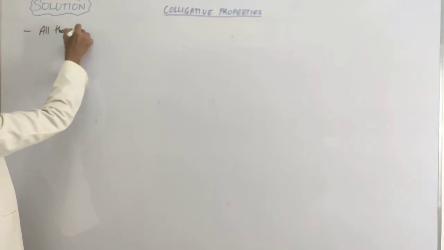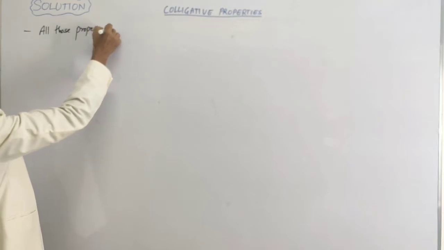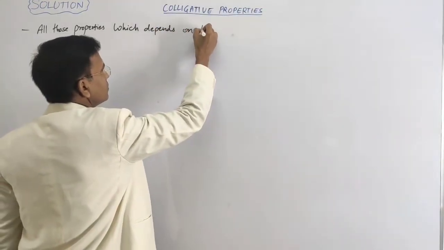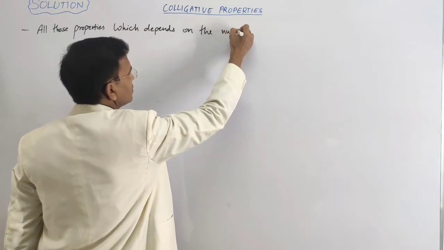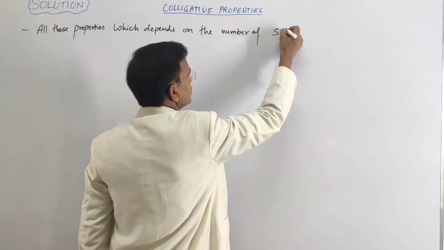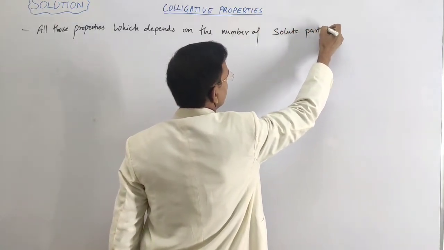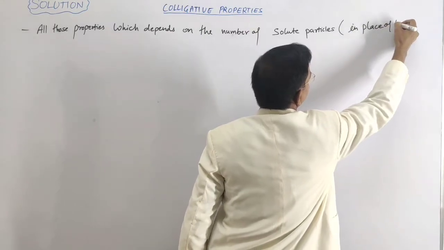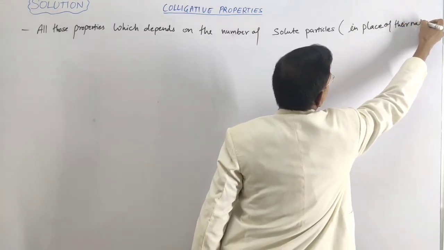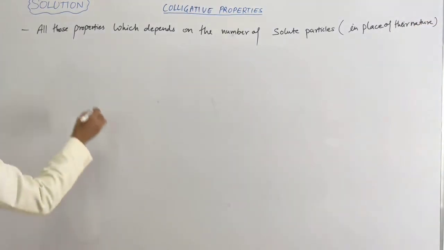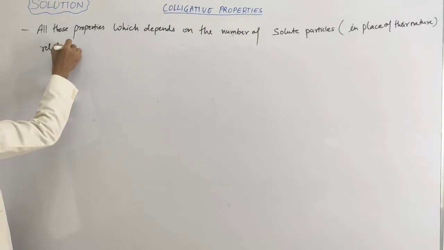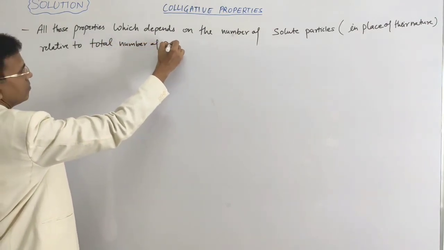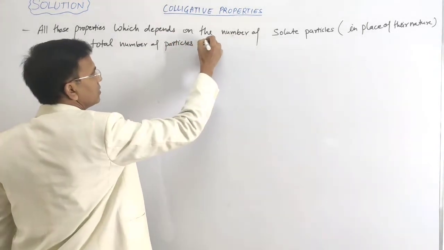all those properties which depend on the number of solute particles, in place of their nature, relative to the total number of particles in the solution.